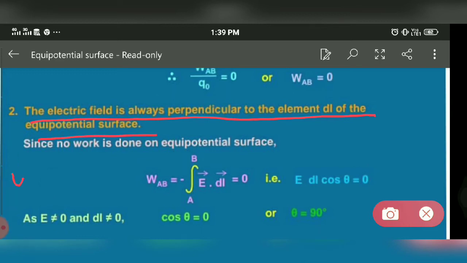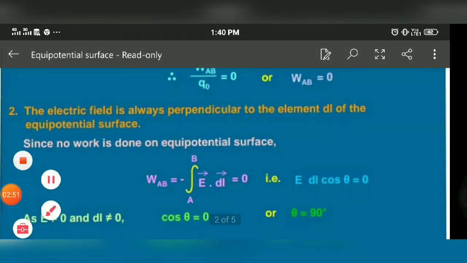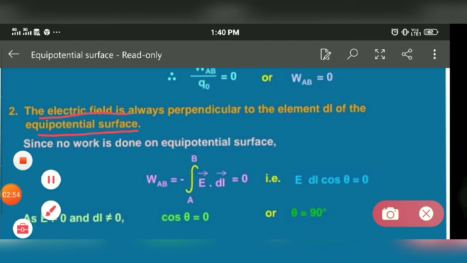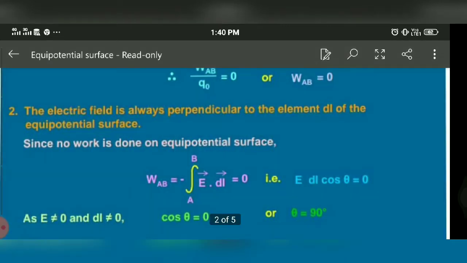The second property: the electric field is always perpendicular to the element of the equipotential surface. Why so? Work done has another formula, the integral of E dot dl, which means E dl cos theta with integration. As work done on an equipotential surface is 0, cos theta is also equal to 0. Theta is 90 degrees. So the electric field always makes an angle of 90 degrees with the equipotential surface.